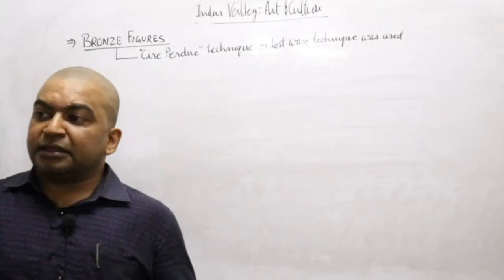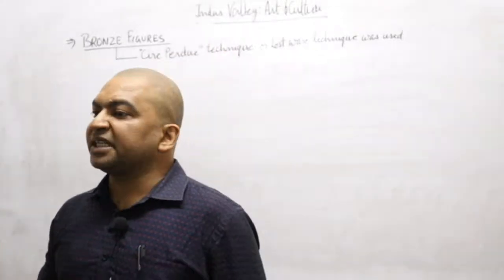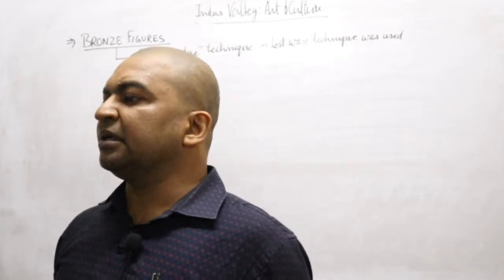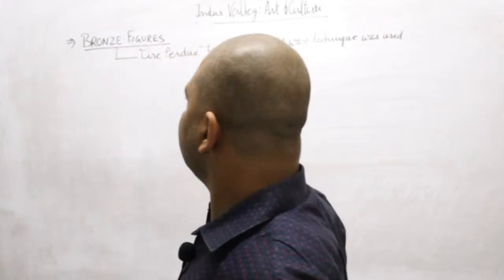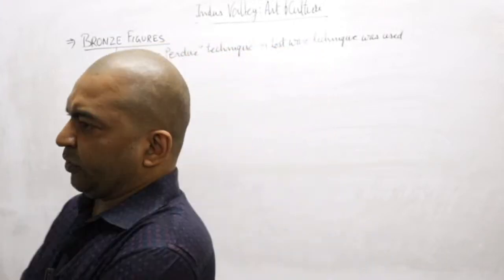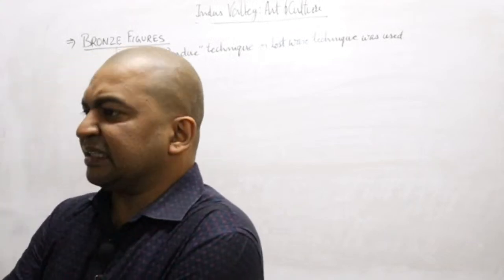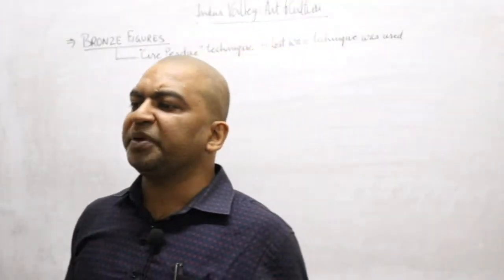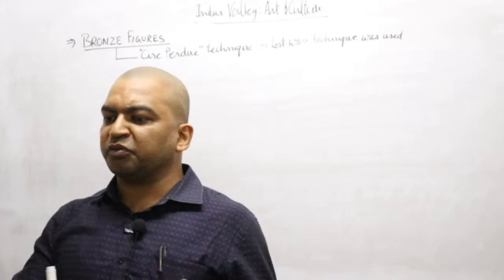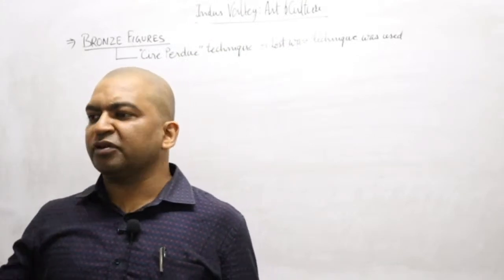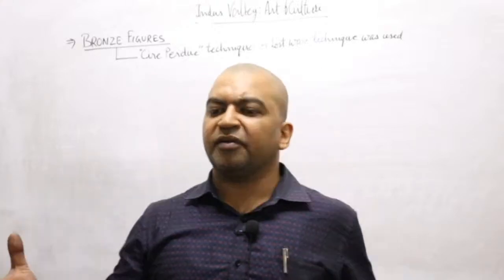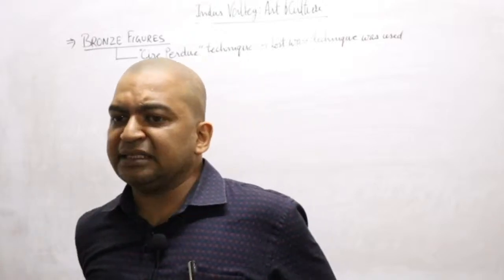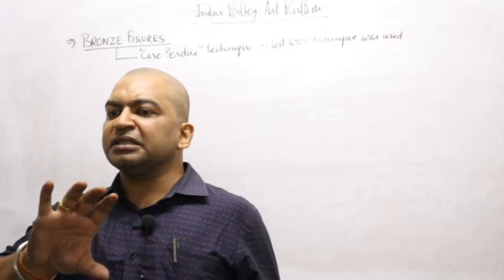Now all the metallic sculptures which are made in the present times are more or less prepared in the same manner. Similarly, what happens in the cire perdue technique is that first of all they used to make a figure of whatever they wanted to make. Let's say they wanted to make a figure of a bull. So they used to make a wax figure of the bull, and then they covered it in clay.